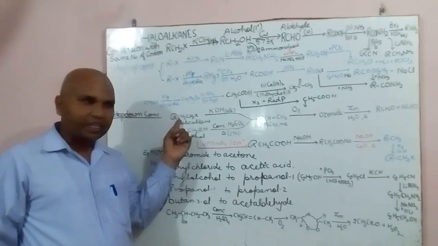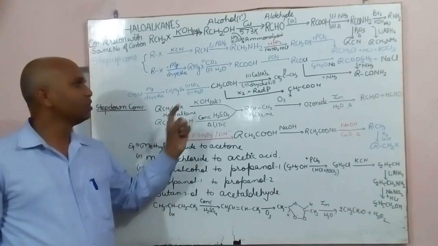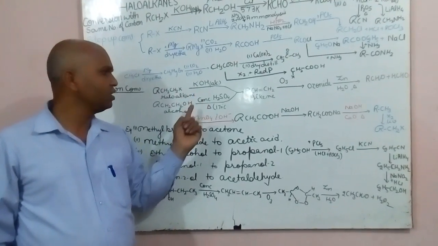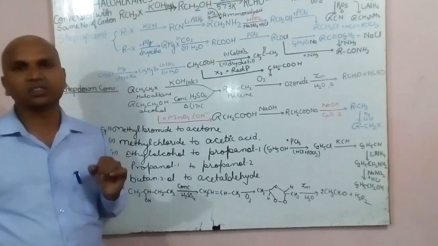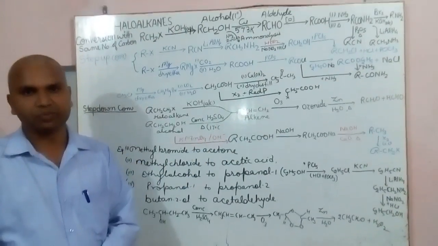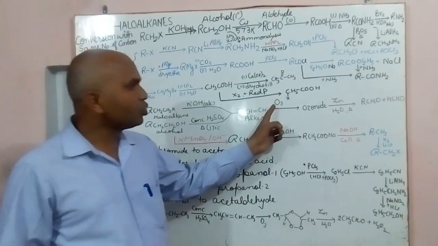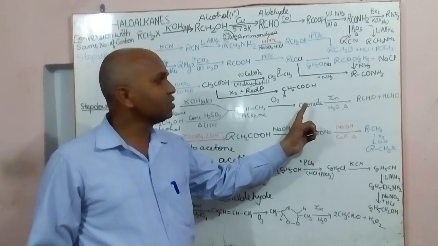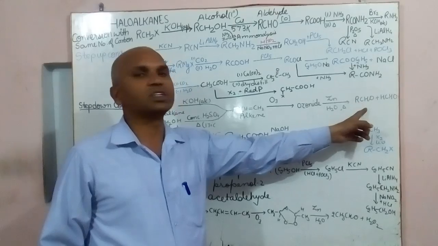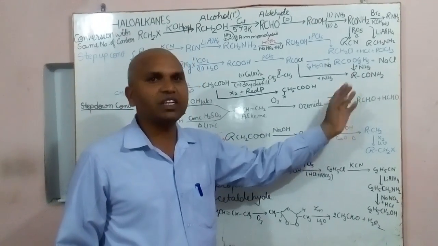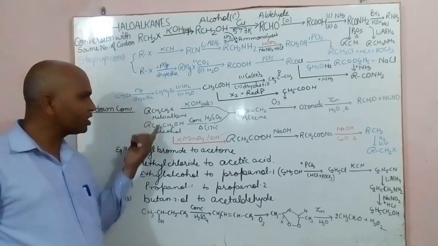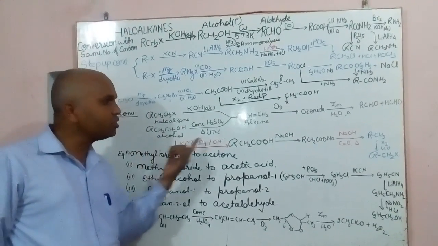Whether it is the haloalkane or it is the alcohol, for haloalkane we can take the alcoholic potassium hydroxide, and for alcohol we can take the concentrated H2SO4. On heating at high temperature it converts into the alkene, and then with ozone it will form the ozonide, which on heating with zinc dust or zinc with water converts into the carbonyl compound, which might be aldehyde, it might be ketone.